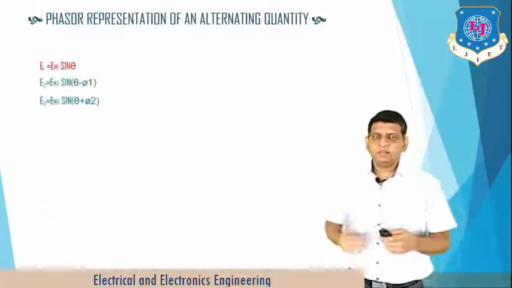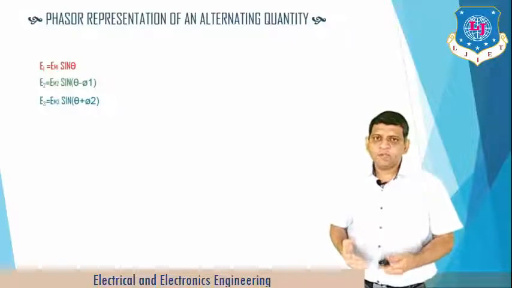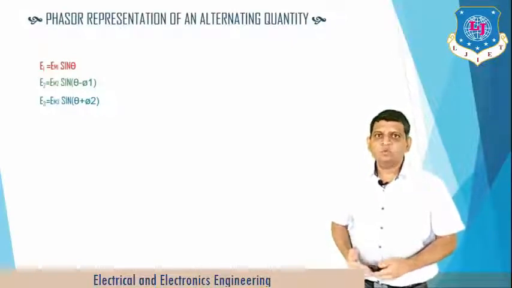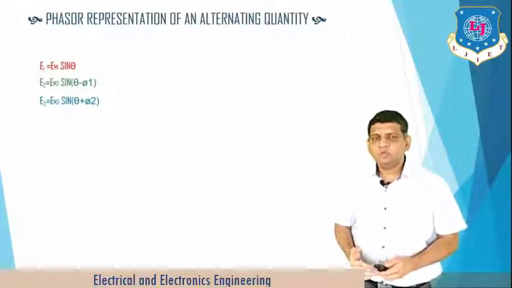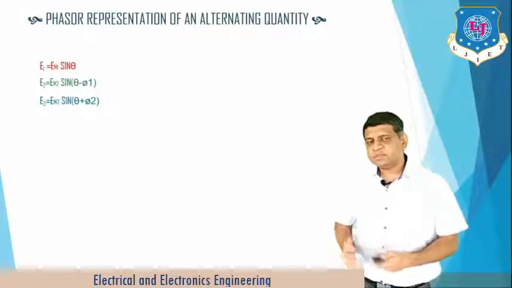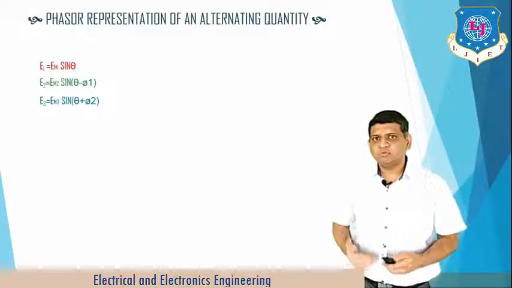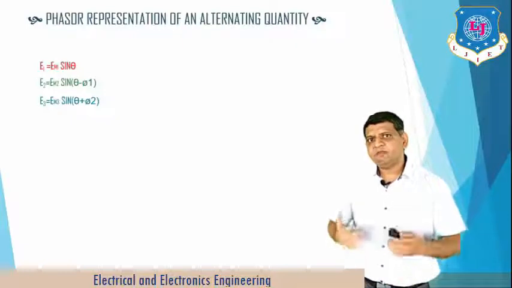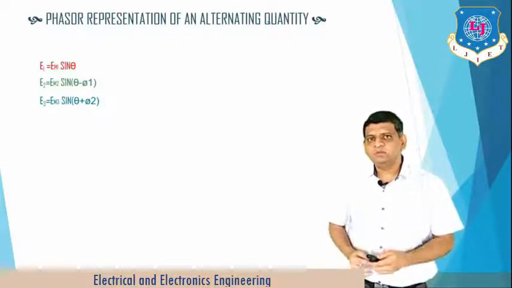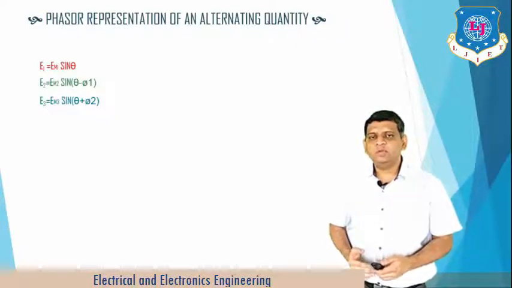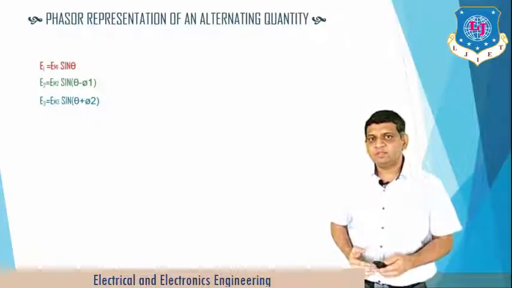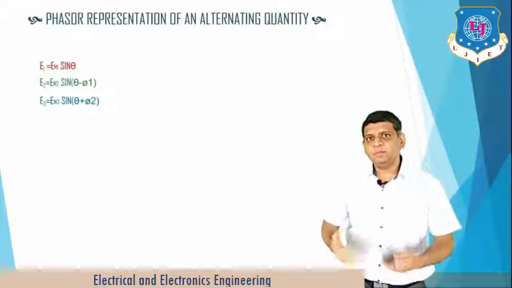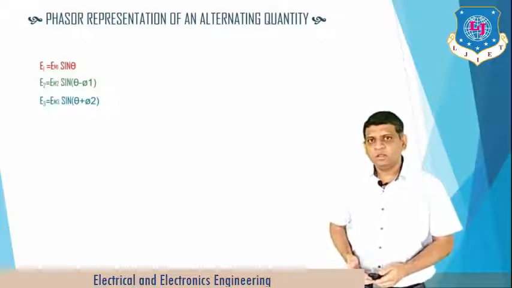So let's say here you will find e1 is equal to em1 into sine theta. In our previous lecture we discussed the generation of AC signal, and at the end we found e is equal to em sine theta, or e is equal to em sine omega t, right? So the reference starts from the angle 0, right? That particular equation represents the alternating quantity, the AC quantity.